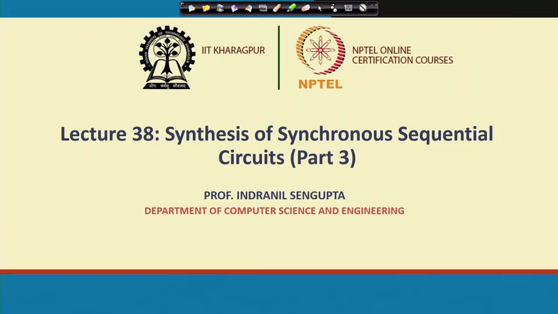In the last lecture we were talking about the method of synthesizing synchronous sequential circuits, and you have seen the first step of it, starting from the specification, how to construct the state transition diagram and state tables. Today we shall be looking at a complete worked out example, starting from the state table or state transition diagram, how we can go through the other steps and arrive at our final circuit diagram. So, this is the third part of our lecture on synthesis of synchronous sequential circuits.